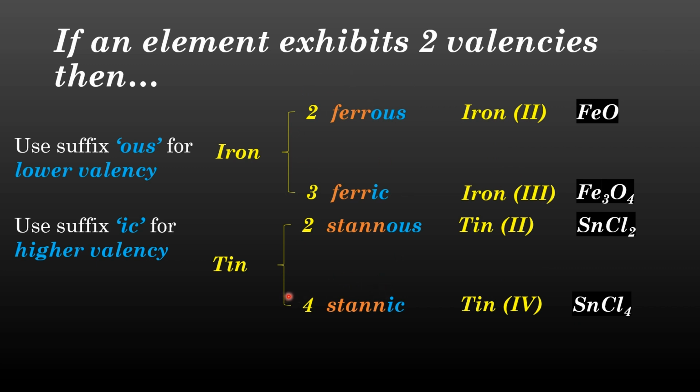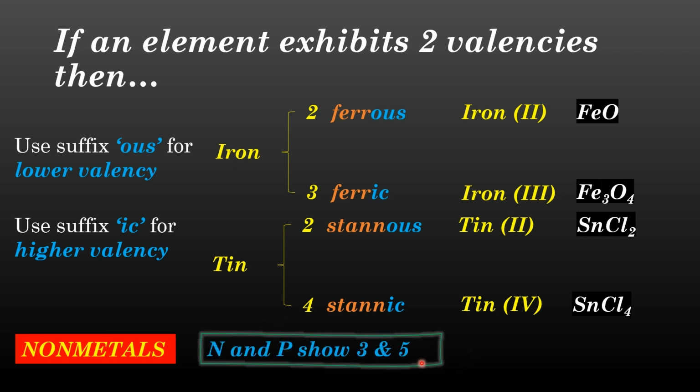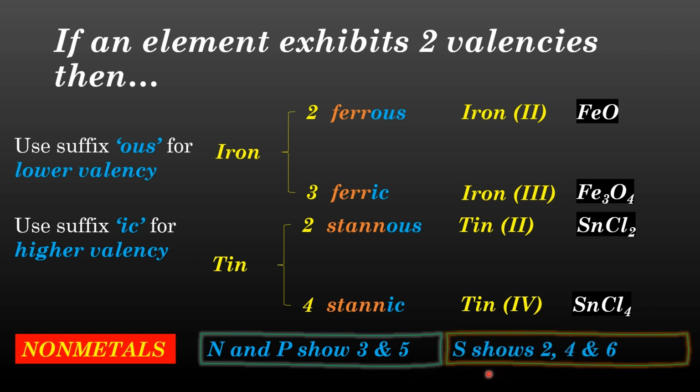Okay, there are some non-metals which can also show variable valency. For example, nitrogen and phosphorus show 3 and 5, two different valencies. Sulfur shows three different valencies: 2, 4 and 6. So this is all about variable valency, and I hope you understood this concept very well.